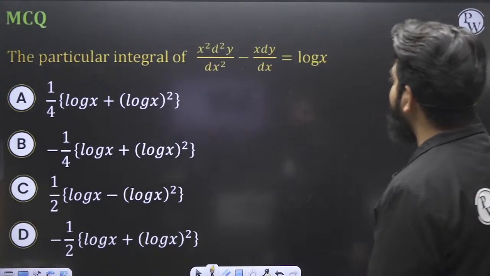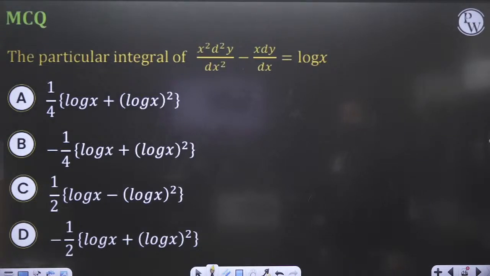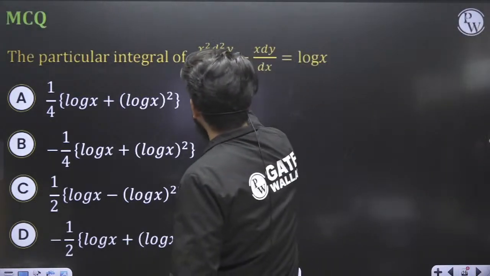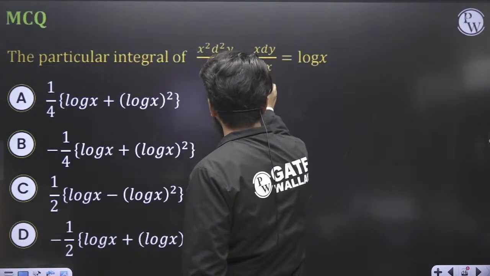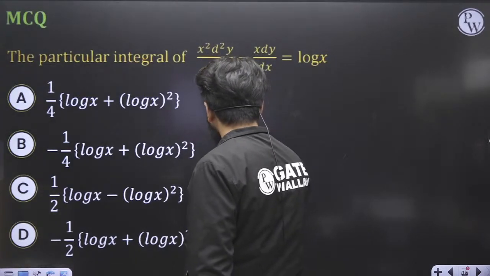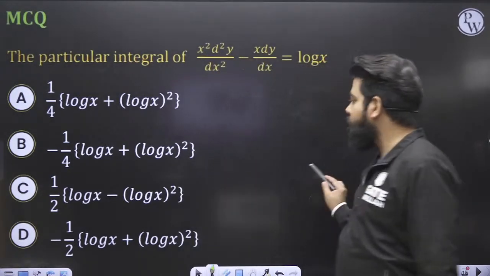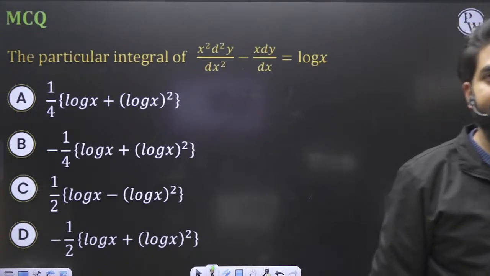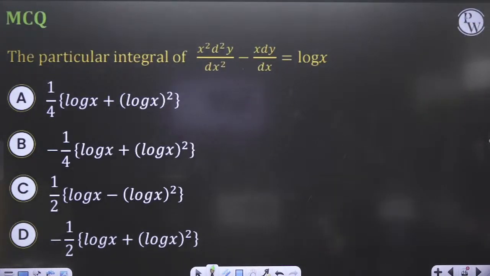Now in this question they are asking you for the particular integral. x² d²y/dx² plus x dy/dx equals log x, ln x. Particular integral means they are not asking you the complementary function. Fine. Yes, you can also use the beta function. You can also use the beta function in that case. Okay, solve this question.